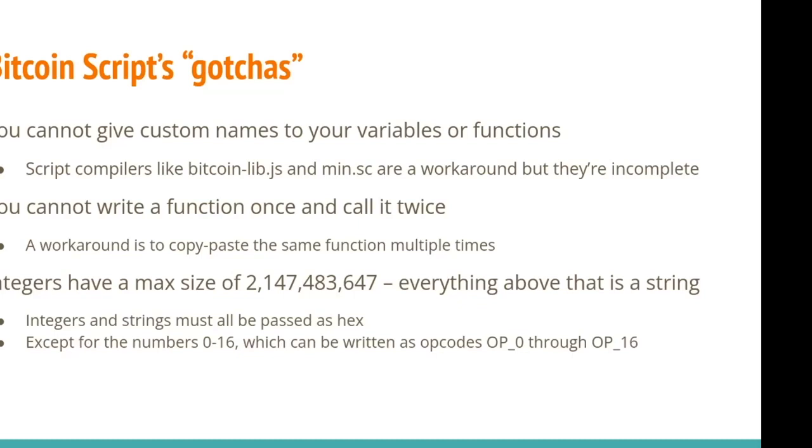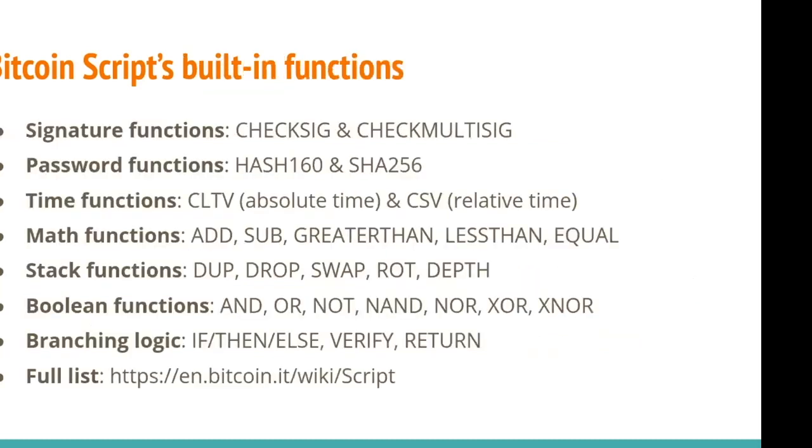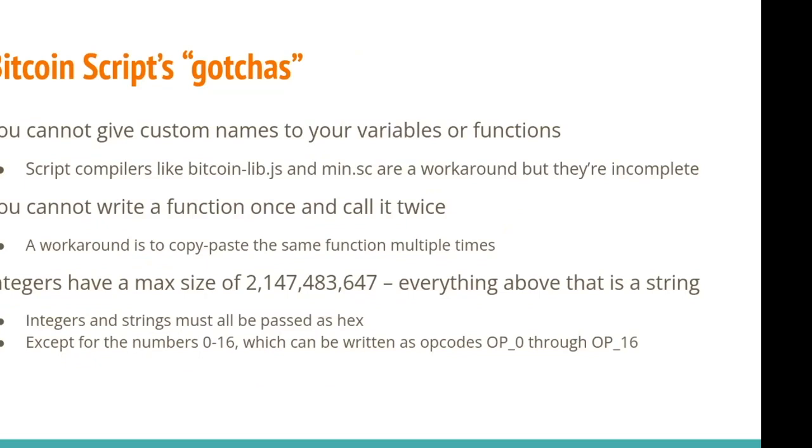Some of them are a list of built-in functions. So you can compile a list of do check sig and then do some addition and swap some things. That might be a function in Bitcoin, or a user-defined function, but it wouldn't have a name. It would just be a list of some of the built-in functions.